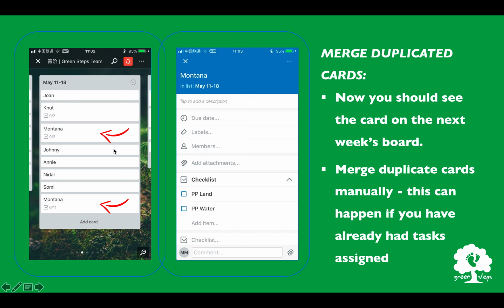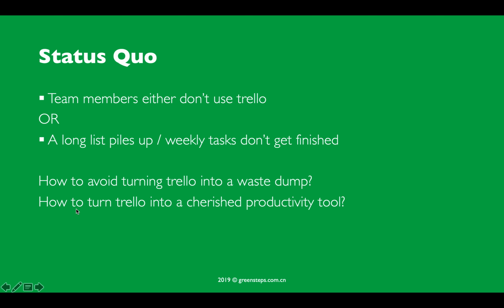Sometimes you will show up twice in a list. This happens if somebody has already assigned a task to you. So what you need to do here is either be early to move your tasks to the next week or merge those two cards manually.